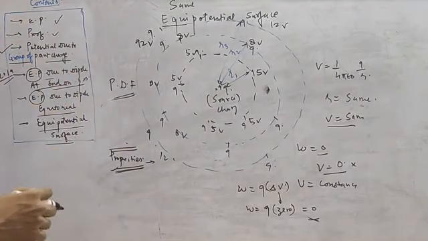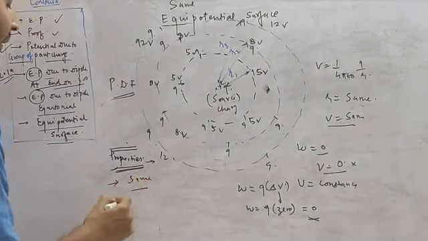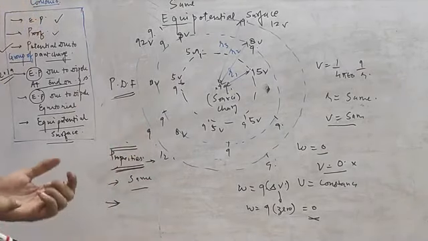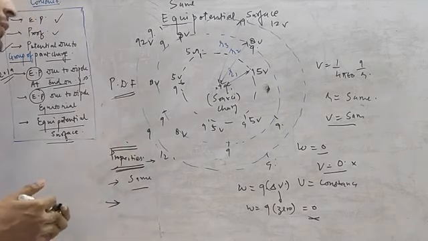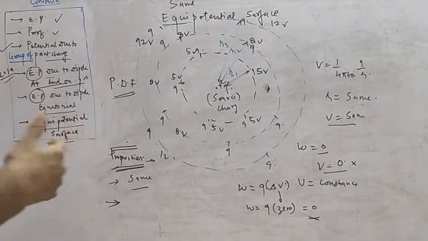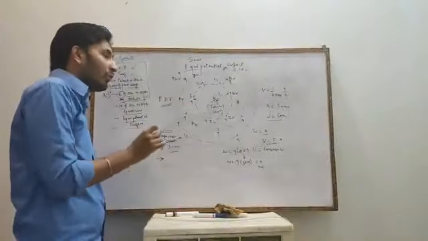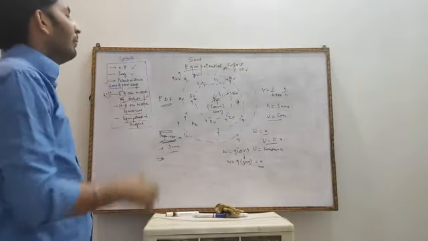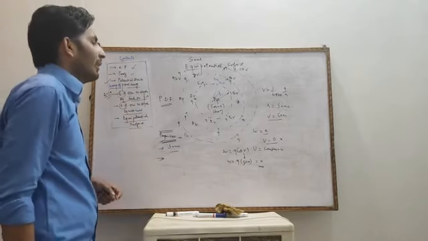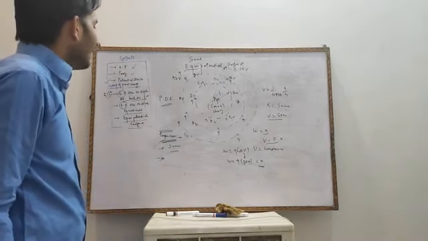What are the properties of an equipotential surface? Potential will remain the same everywhere. Second point, no two equipotential surfaces ever intersect each other. I repeat, no two equipotential surfaces ever intersect each other. This is a question which is generally asked in the CBSE examination. Why do two equipotential surfaces never intersect each other? Because it would show two different directions of the field at the same point, which is impossible. Therefore, two equipotential surfaces can never intersect each other.